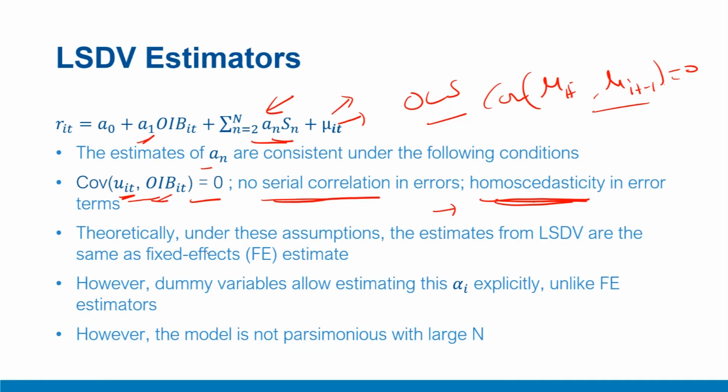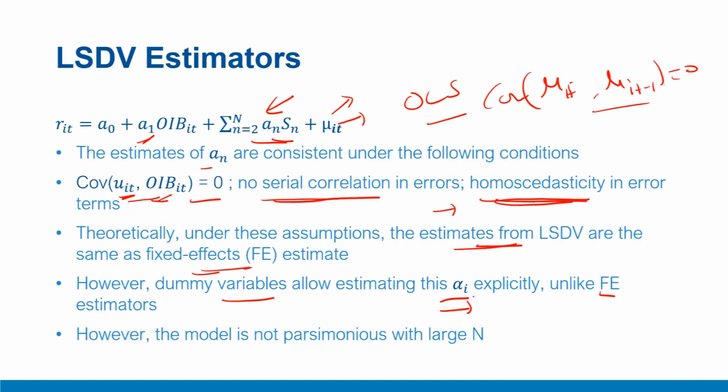Later, we'll also discuss another fixed effects approach. Under these assumptions, the estimates from LSDV are theoretically identical to fixed effect estimates. The advantage of this dummy variable approach is that we can estimate the unobserved heterogeneity alpha i explicitly, unlike the fixed effect estimators that we'll later discuss, where we tend to eliminate them from the model.